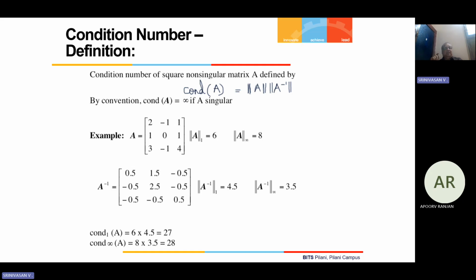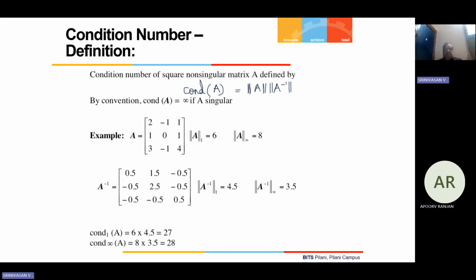What is norm A suffix infinity? Row sum, maximum. Take the first row. Take absolute values, that is very important. The absolute row sum means the sum of absolute values of each row. 2 plus 1 plus 1, 4. Second row, 1 plus 1, 2. Go to the third row: 3 plus modulus of minus 1, that is 1, plus 4. Don't say minus 1, take the absolute value. 3 plus 1 plus 4, 8. So norm A suffix infinity is 8.